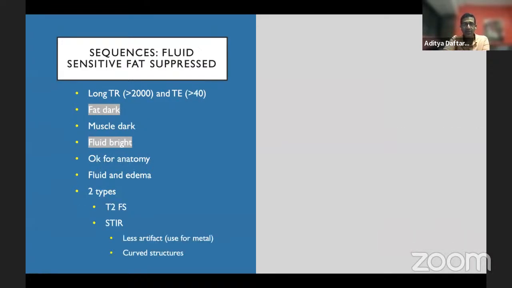Now, the other sequence that we use a lot of is what we call fluid-sensitive fat-suppressed sequences. In other words, what these sequences do, they take fat and they just suppress it. So they make all the fat black. So marrow becomes black, synovial fat becomes black, and all that stays bright is anything that contains fluid. So edema, joint effusions, some parts of articular cartilage, these will be bright.